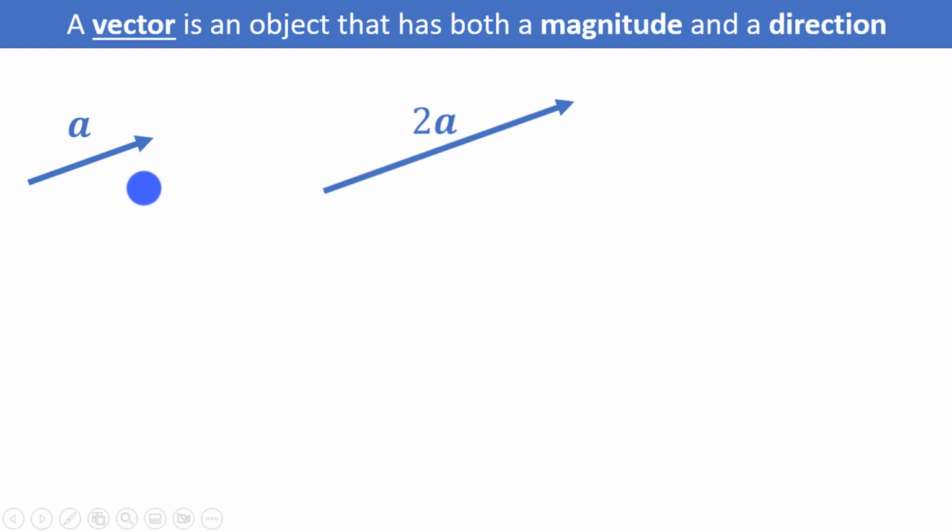Here is another vector which is twice as large as A, or has twice the magnitude as A. It's in the exact same direction, but the length is twice as long. Here is another vector that is half the length of A, or half the magnitude of A. Once again, the direction is exactly the same, but the magnitude is half of A.